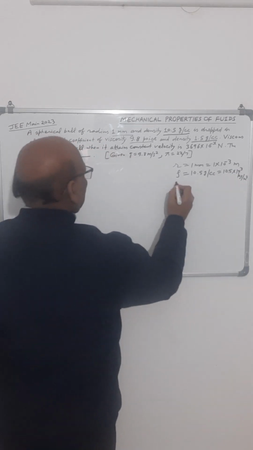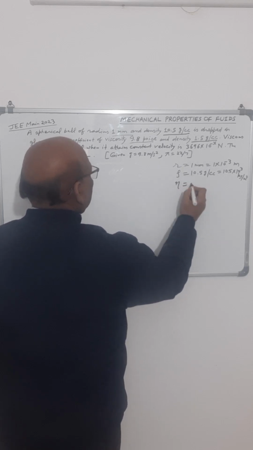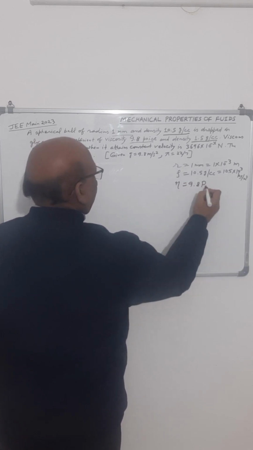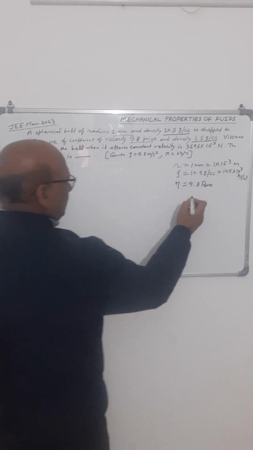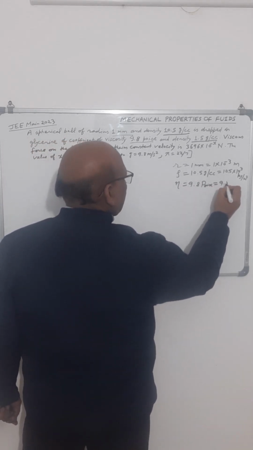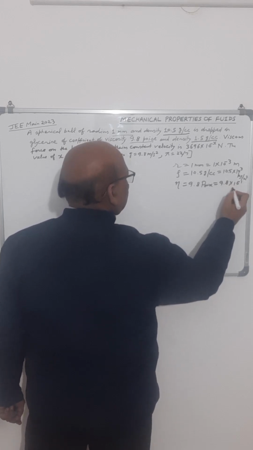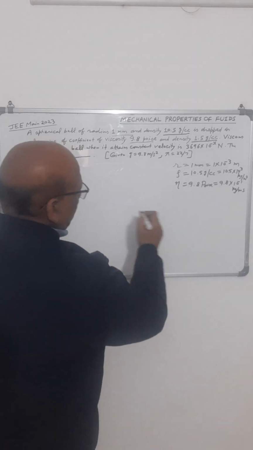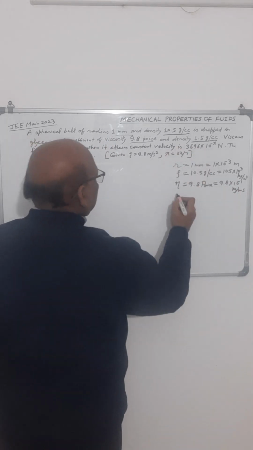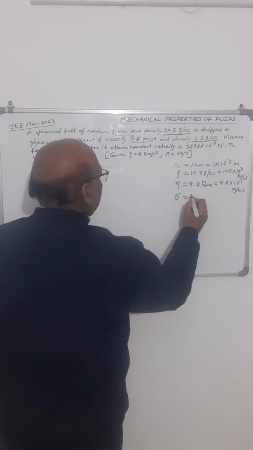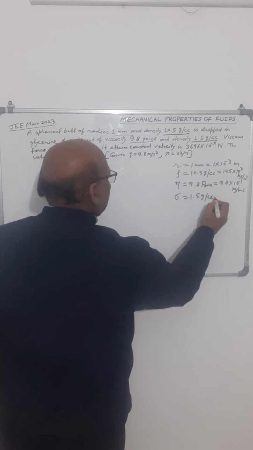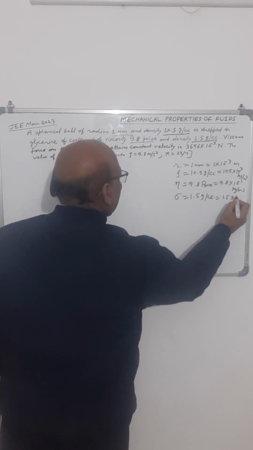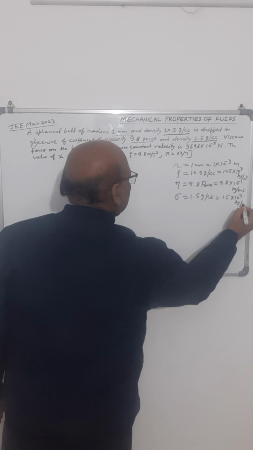Then coefficient of viscosity of glycerin, that is eta, is given to us as 9.8 poise. And 1 poise is nothing but 1 gram per centimeter second. So this will be into 10 to the power minus 1. This will be the unit in kg per meter second. That is the SI unit of viscosity. Then density of the viscous medium, that is glycerin, sigma, is given to us as 1.5 gram per cc. So this will be 1.5 into 10 to the power 3 kg per meter cube.